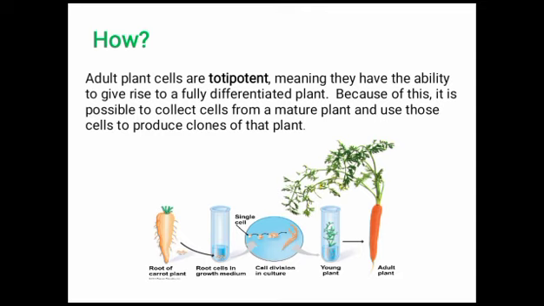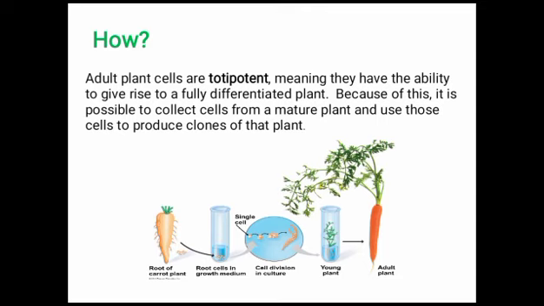How is plant tissue culture carried out? Adult plant cells are totipotent, meaning they have the ability to give rise to a fully differentiated plant. Totipotency is the ability of a cell to differentiate into a number of cells, and it can fully grow up into a whole plant. So this is the totipotency property.